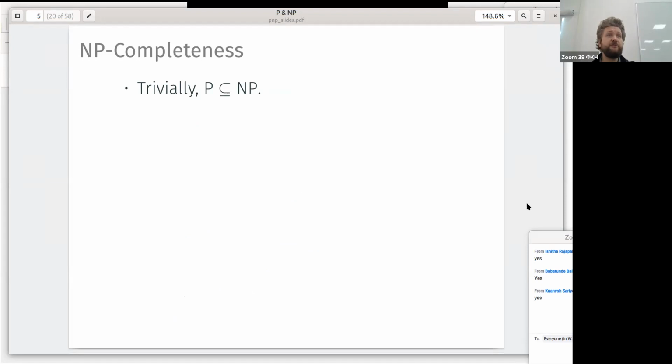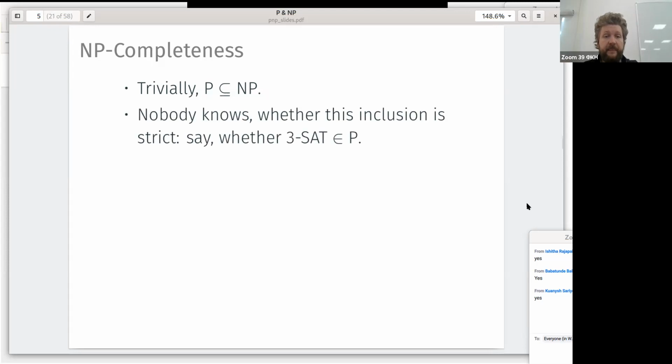You can refuse to request help from external forces. You can just do everything by yourself. So if you can solve something polynomially, this is in NP. And nobody knows whether this inclusion is strict, so whether P is equal to NP or not. For example, nobody knows whether 3-SAT can actually be solved in polynomial time. So this is the great P equals NP problem, with a $1 million prize for it and so on.